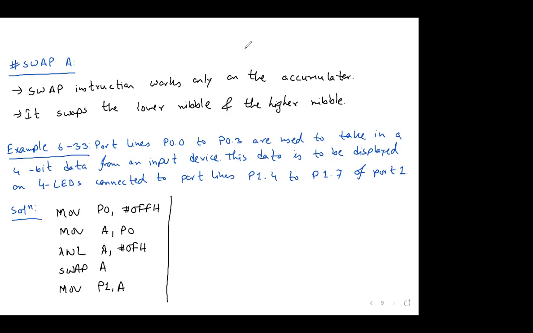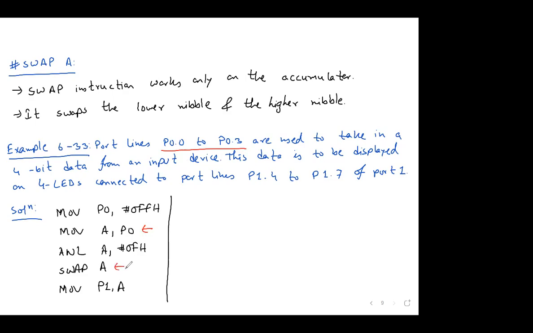Okay, so there are two things. Look at this portion first. Your useful data is only in the lower nibble. The higher nibble does not contain any useful data. But in this line, you are taking input from the entire port, that means all the 8 pins. We only need the reading of the lower nibble. So if we perform the AND operation with 0FH, you are making the higher nibble zero and preserving the lower nibble. So we only have the lower nibble.